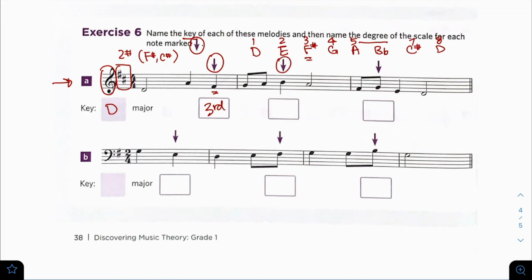The second arrow is here. This note is a B in treble clef, and B is here. B is degree number 6, so we'll write 6th here. The last arrow is here, and this note is a G in treble clef, so G is here and it's the 4th degree in a D major scale.